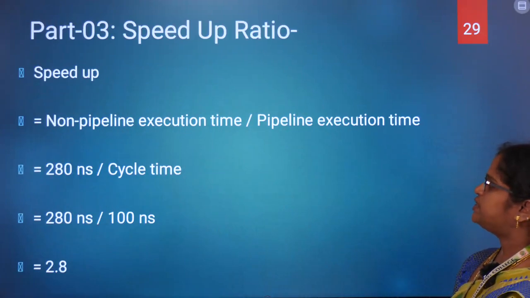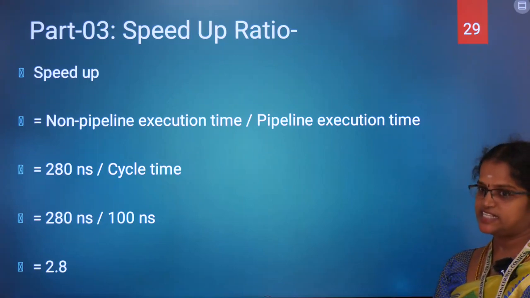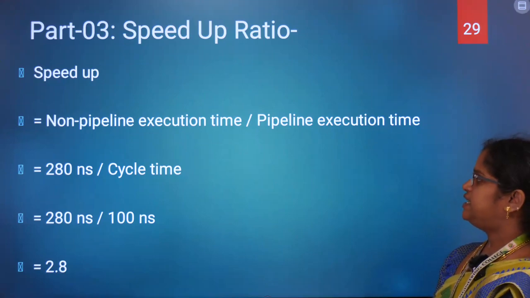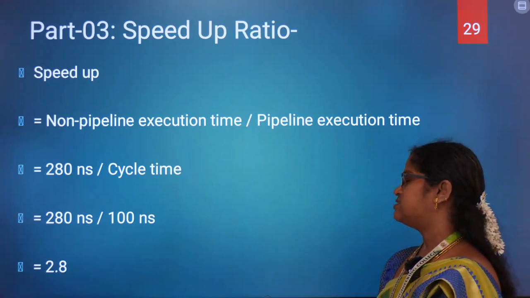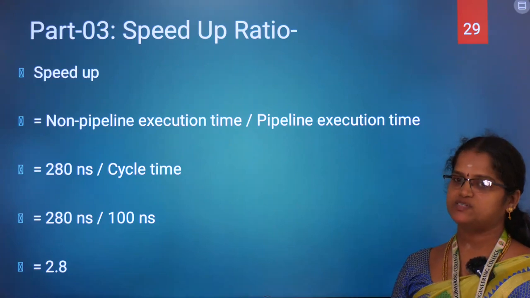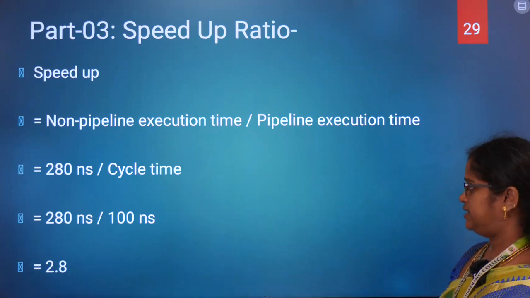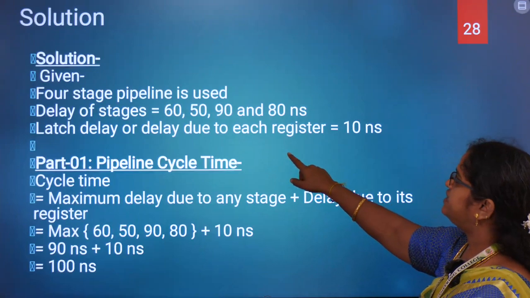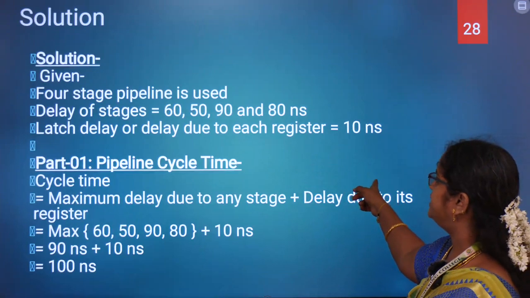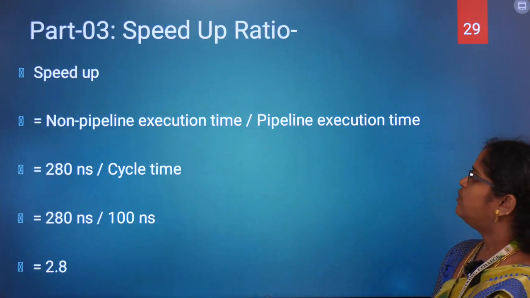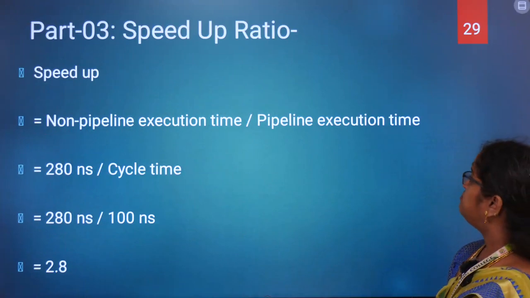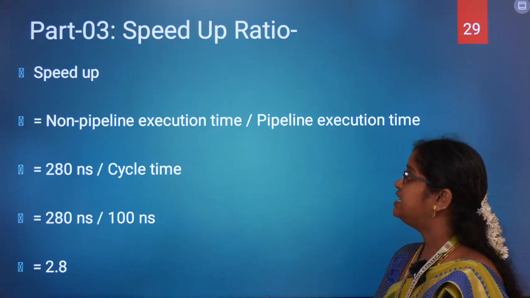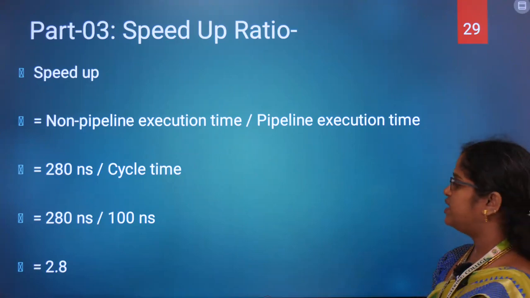Speedup ratio. The formula is non-pipeline execution time divided by pipeline execution time. Non-pipeline means we have to add all the 4 stages' nanoseconds. So 60, 50, 90, 80 gives 280 ns. So the non-pipeline time is 280 ns divided by the pipeline cycle time of 100 ns. Finally the speedup ratio is 2.8.